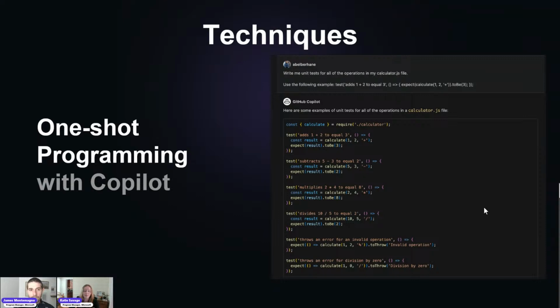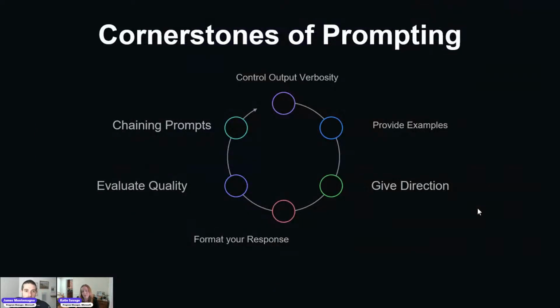Exactly. Yeah. So when I think of the cornerstones of prompting, it starts with how exactly we're giving it information, right? And we're in control of the verbosity, of how much information we want to give. So this is the cycle, right? We provide examples, we can give direction, we can format the response, we evaluate the quality, and we can chain prompts together so we can give it more information of what we want. So effective communication with Copilot is pretty important at the end of the day.